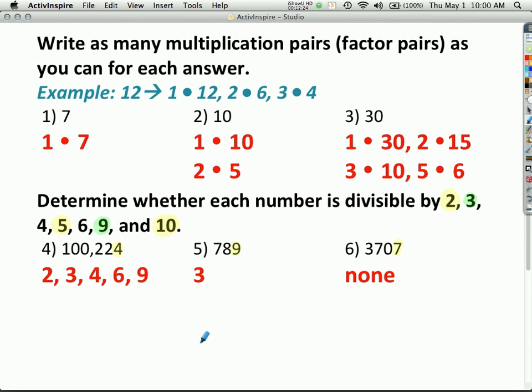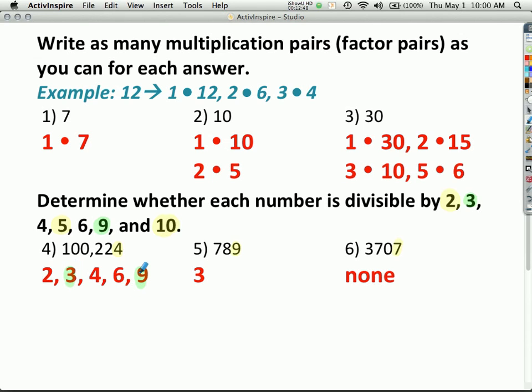So let's look at number 4. 1 plus 0 plus 0 plus 2 plus 2 plus 4. What does that add up to? Alexis? It adds up to 9. Now check and see if 9 is divisible by 3. Yes, it is. Now check and see if 9 is divisible by 9. Yes, it is. And that is why it is divisible by 3 and 9.